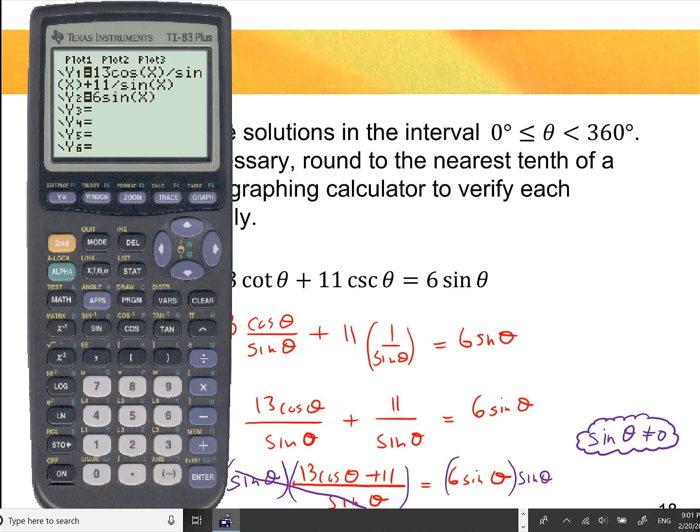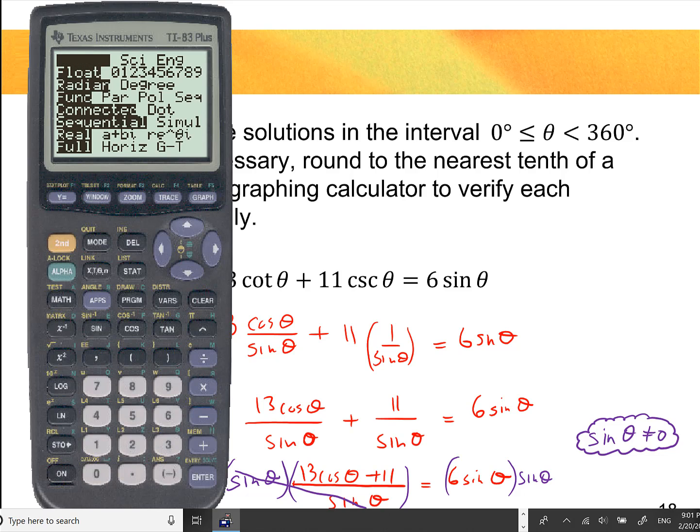Before I start graphing this, I better go to mode. And I better be in degrees, because that's the way I did my problem. If I was in radians, I'd switch to radians. So there's that.